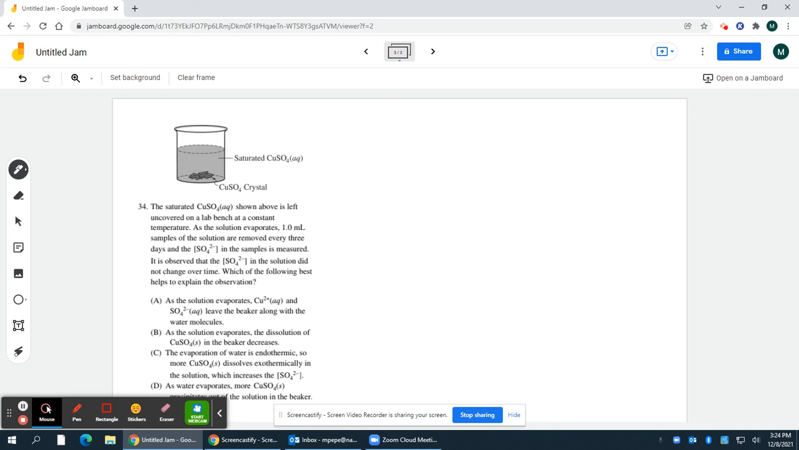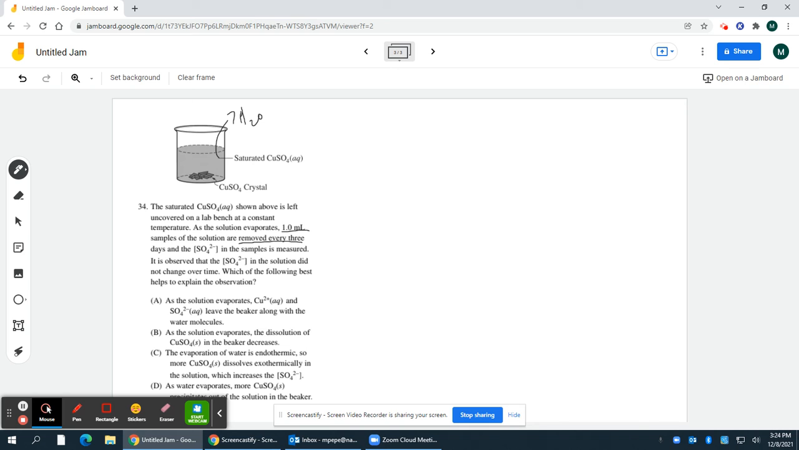Okay, this relates to, again, solution chemistry. All right, so you have a saturated solution. This one I started with. Okay, so saturated means it's at equilibrium, meaning the concentrations are constant for the solution. It says 1 milliliter of the sample is removed every 3 days through evaporation. So just the H2O will leave, but since it's saturated, right, the maximum amount of CuSO4 is dissolved.